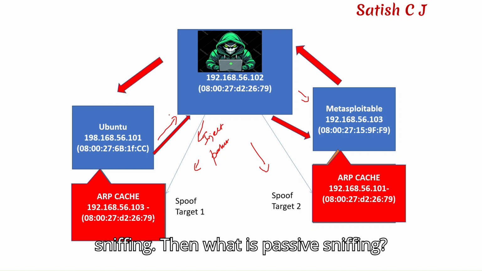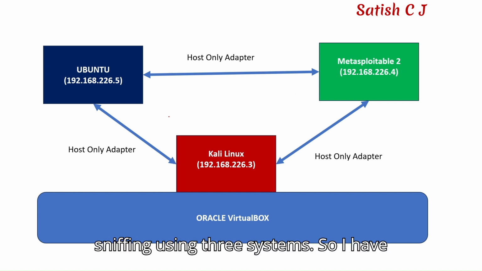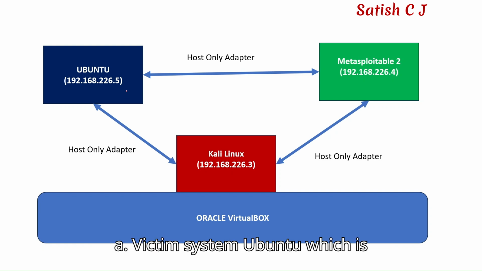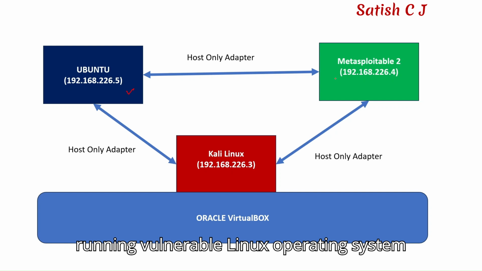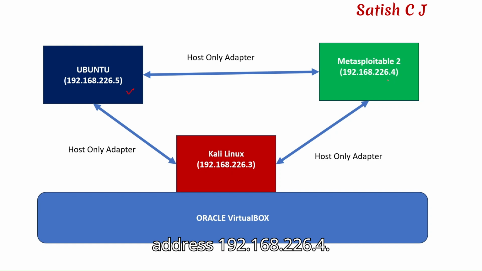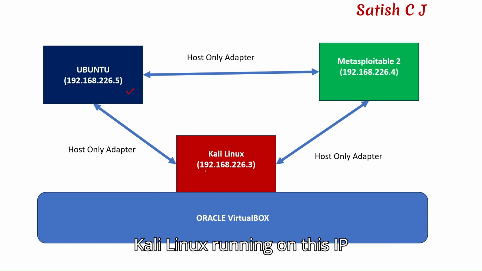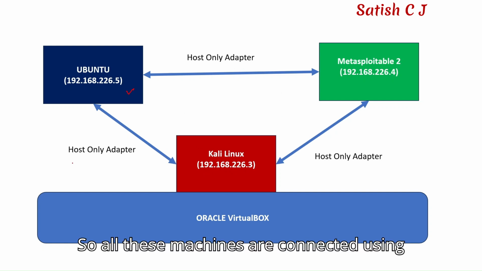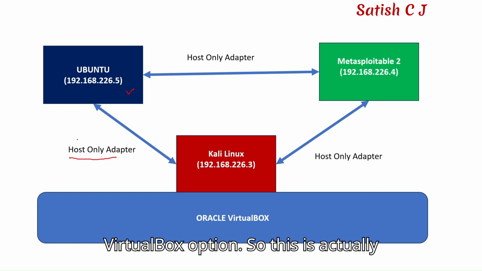Then what is passive sniffing? Let's understand passive sniffing using three systems. I have a victim system, Ubuntu, which is running on this IP 192.168.226.5, and I have another virtual machine running a vulnerable Linux operating system, Metasploitable 2, on this specific IP address 192.168.226.4. We have this hacker machine, that is Kali Linux, running on this IP 192.168.226.3. All these machines are connected using the host-only adapter of Oracle VirtualBox. So this is actually the network we have.